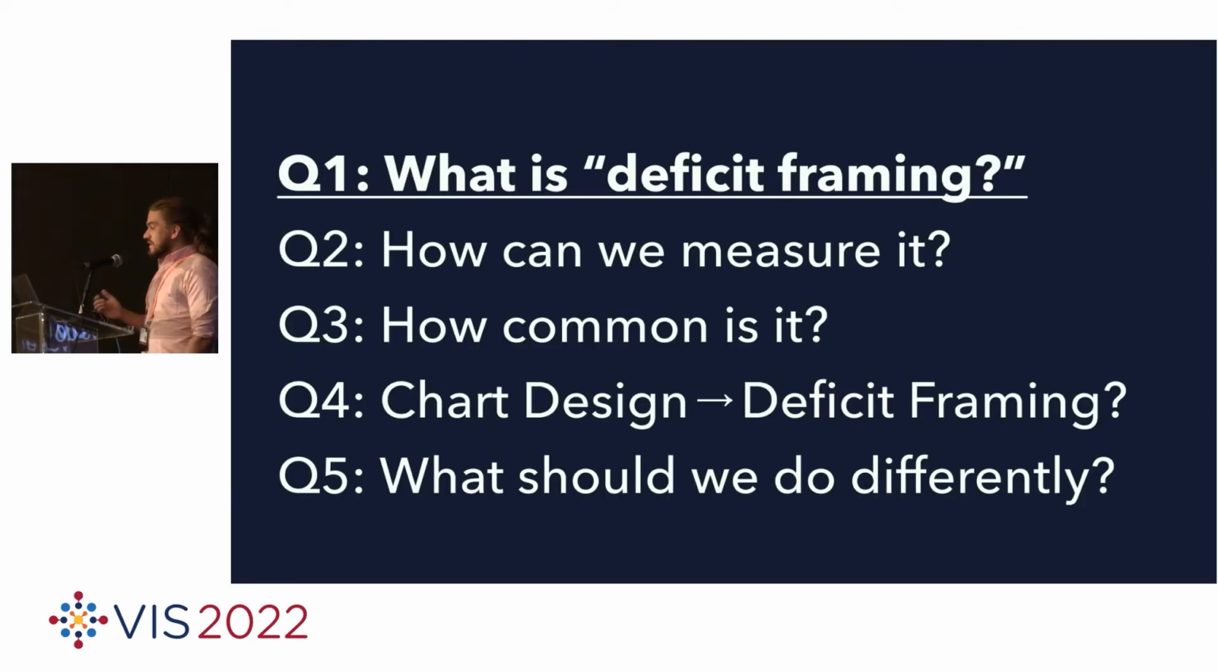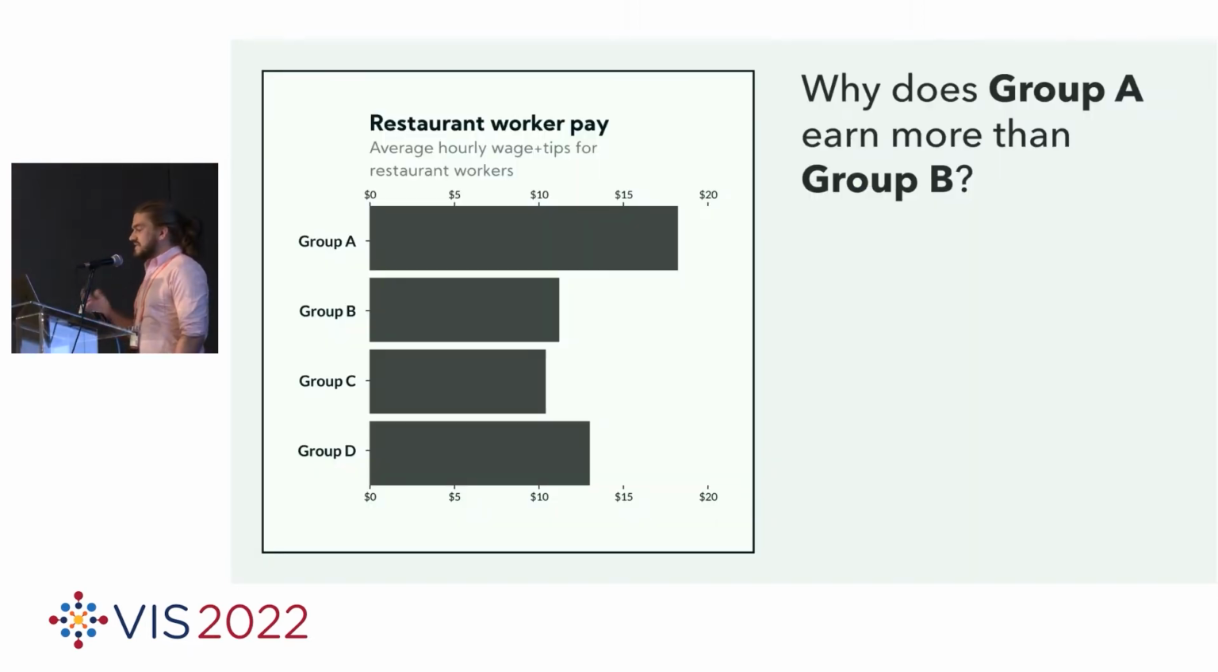So these are the questions that we'll try to answer in this talk, and we'll start at the top with what is deficit framing. So let's take a second to think about this chart on the left. This shows average hourly wages for 4 different groups of restaurant workers. For example, Group A earns $7 an hour more than Group B. But why is that? Why do you think that Group A earns more than Group B?